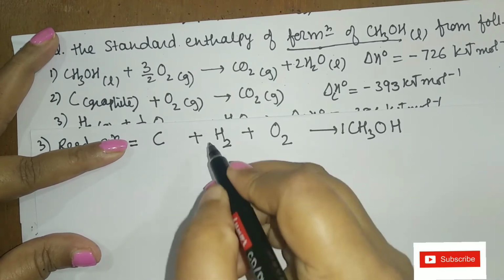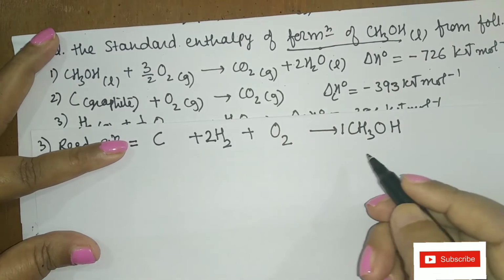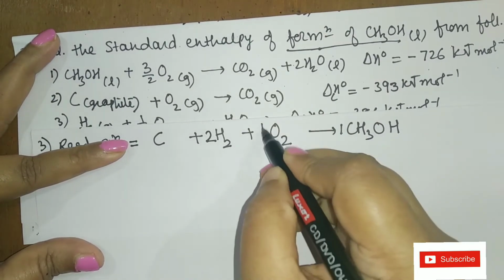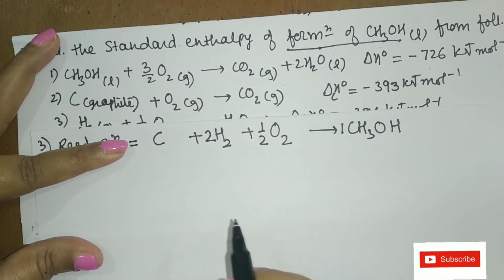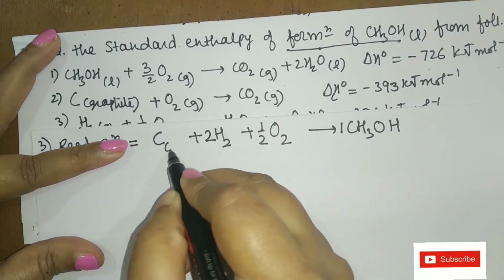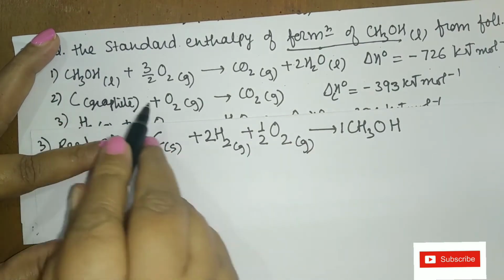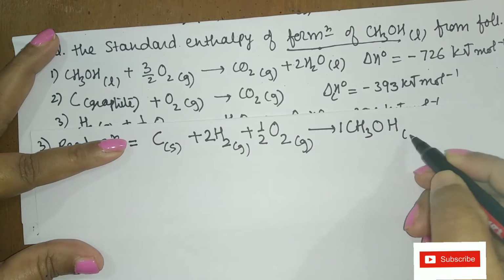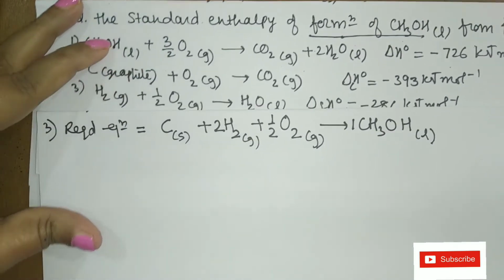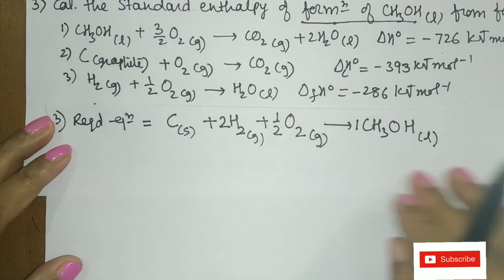So how can I balance this? It is 2 here, so this will be and this will be half. How to balance the equation? Please check the stoichiometric chemistry. Now this I will write here as solid, this is gas, and methanol I can see from the given data, they have given the physical state as liquid. Now I have created the required equation.